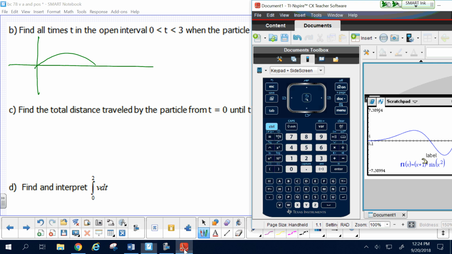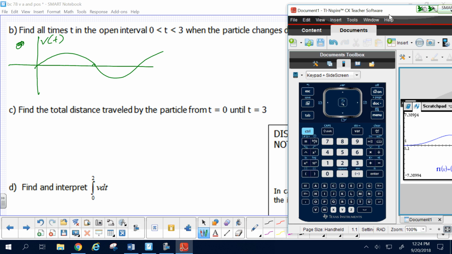What does the curve look like here? Like this. So this is position. This is the position function, wasn't it? Oh, I gave you the velocity. Okay, cool. So then, how do we find when the particle changes direction?